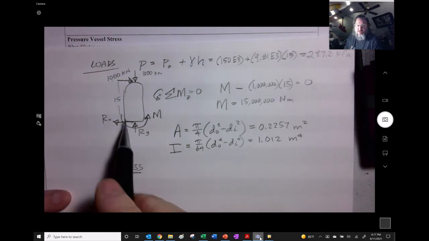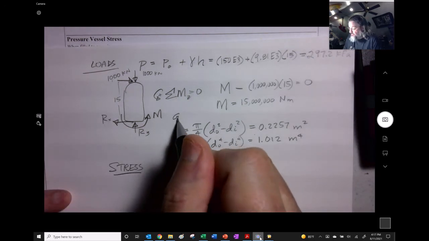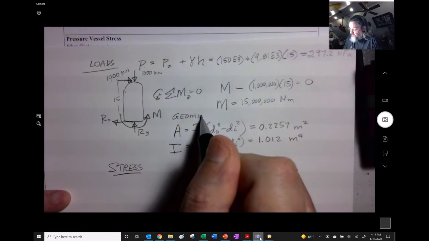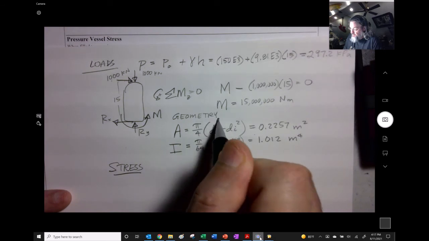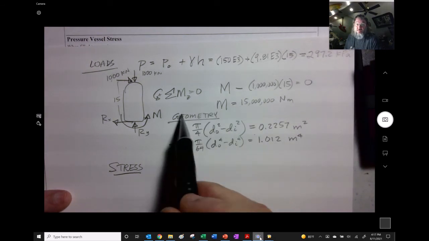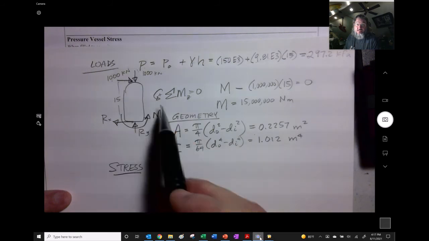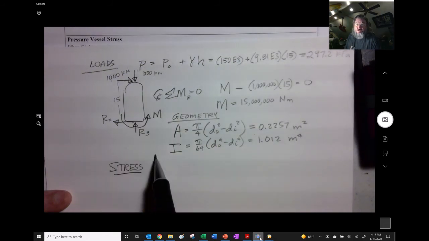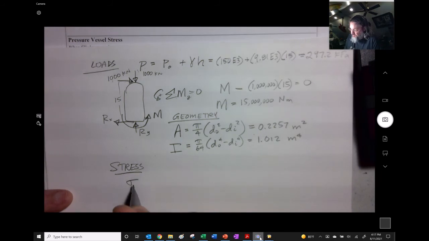There was loads up here. We could actually say that this is geometry. And sometimes, some semesters, I'm really good about remembering to do this over and over again. Say, geometry, loads, stress combined, right, each time. So maybe I'll try to remember to do that this semester. Maybe.